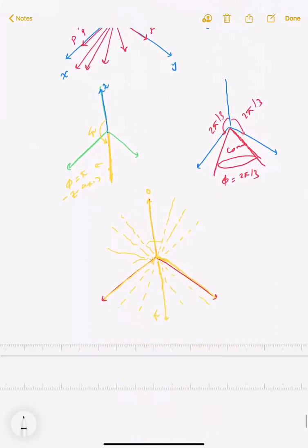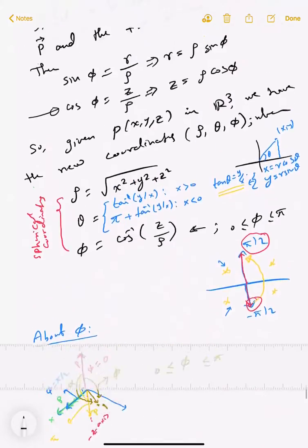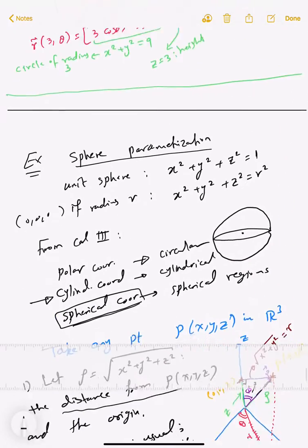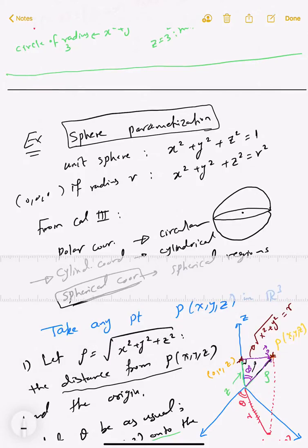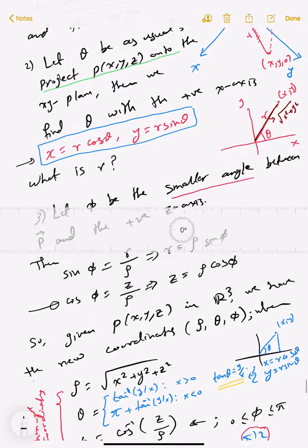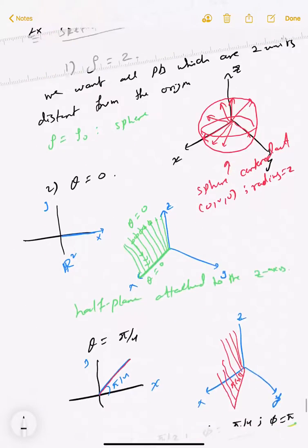Okay, so these are the spherical coordinates. Now going back to our example, remember, we started and we wanted to find the sphere parameterization. So how do we parameterize the sphere? Okay, so back to sphere parameterization.